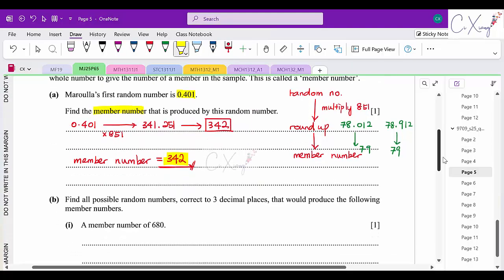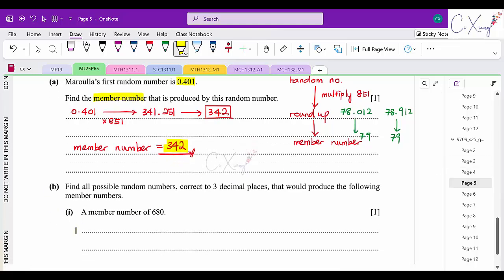Okay, after that, let's have a look at part B, part 1. Find all the possible random numbers correct to 3 decimal places that would produce the following member numbers. So now, in part A, they give you the random number and ask for the member number. But now for part B, they give you the member number and you want to figure out the random number. That means to find the random number, you have to do it the other way around. So you have to take 680, divide by 851, and see what you get.